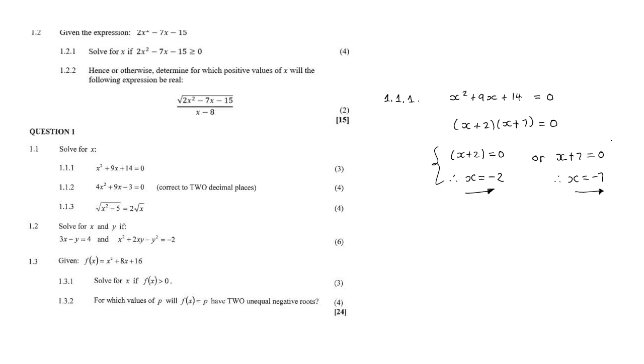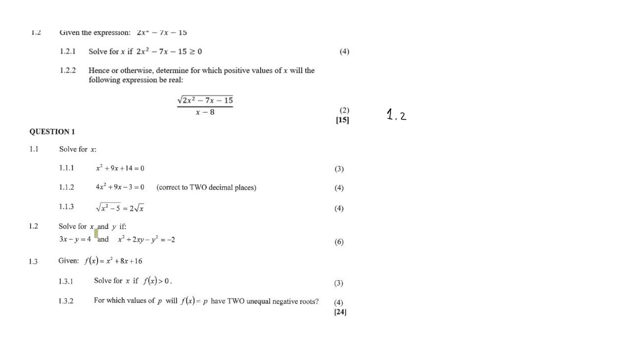Okay, just add it. So for question 1.2, we have to solve for x and y. So these are the simultaneous equations that I was talking about yesterday. The two equations that we are given are 3x minus y is equal to 4, and x squared plus 2xy minus y squared is equal to minus 2.